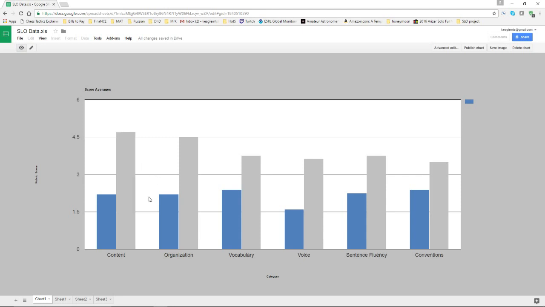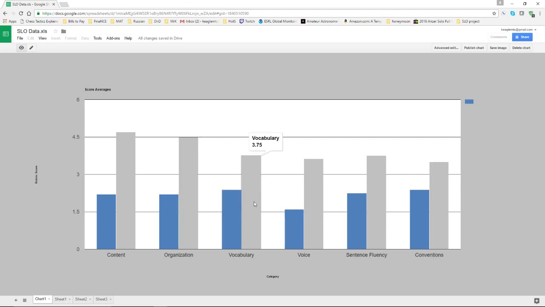Also a lot of improvement in the organization, which again should probably be expected because of all the extra structure that was provided to the students and all the practice that we did in terms of organizing the paragraphs and making sure the paragraphs were cohesive and followed a logical order. We see again a jump from 2.2 to 4.5, so over a 2-point increase in terms of the rubric itself.